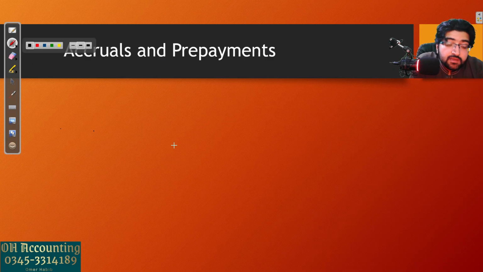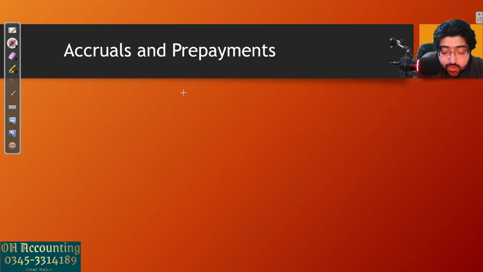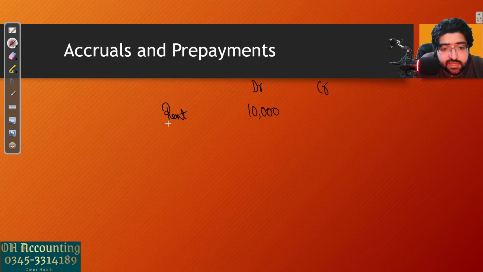Okay. See, the question that we get. For example, we have a question. A trial balance is given in which rent expense is given as 10,000. This is the debit side of the trial balance. This is the credit side. Then we have internet expense given as 5,000. Okay. Expenses are always recorded on the debit side of the trial balance.